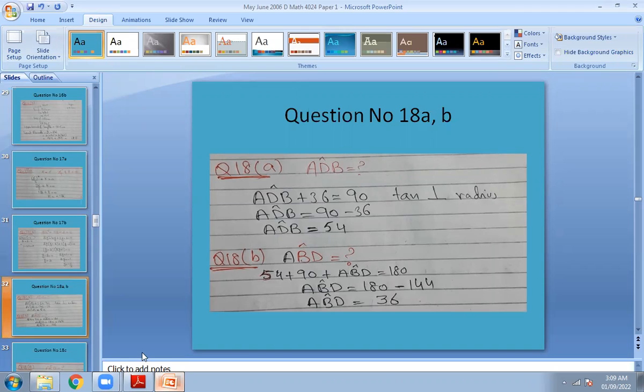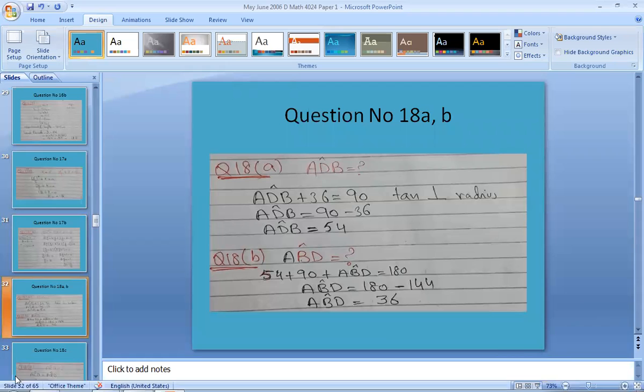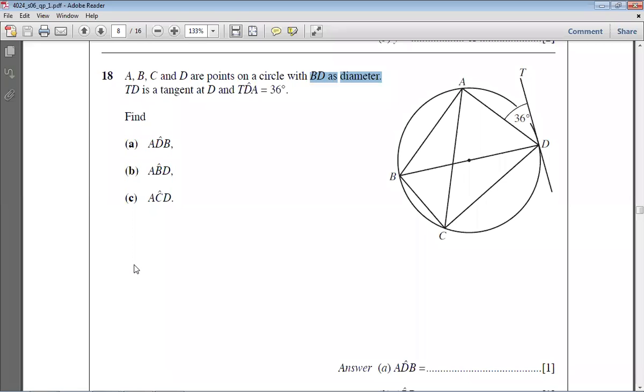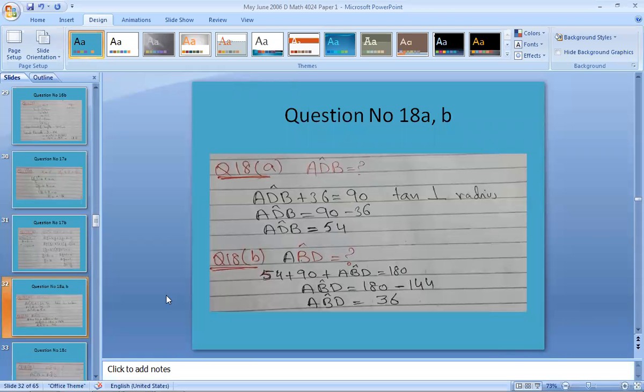Okay, let's move to the next part. Then the question is ABD. If this is known, this is 90, I can find this one. So ABD we can easily find. So you will have 54 plus 90 plus ABD equals 180. So ABD is equal to 180 minus 144. So the ABD angle will be 36.